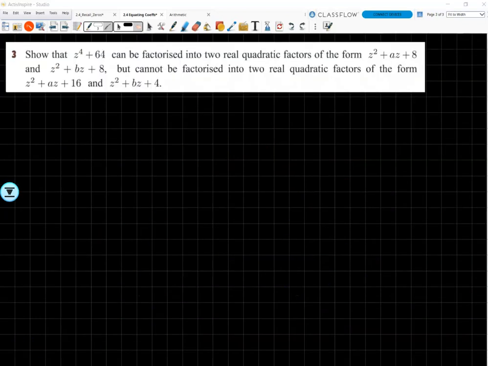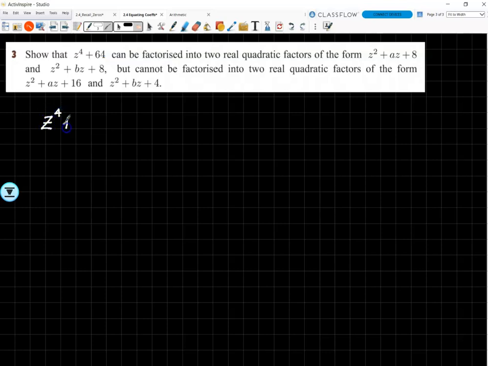Capiche? So in a moment you will do 2C, but with this, show that it can be factorised into 2 real quadratic factors of that, but cannot be factorised into those 2. So how would we even start that? Just equate. Yep, set up the equations now yourself.